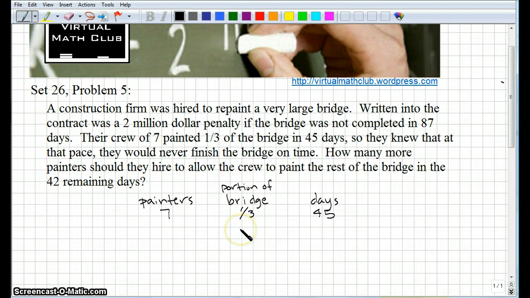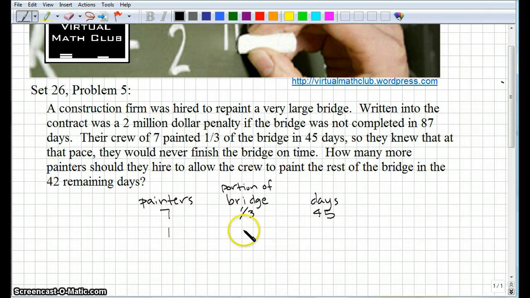Okay, so let's try to figure out what the rate of one painter is. And we're going to assume that all painters paint at the same rate. That may not be true, but for this problem, since we don't have any other information, we'll just assume that all painters paint at the same rate.